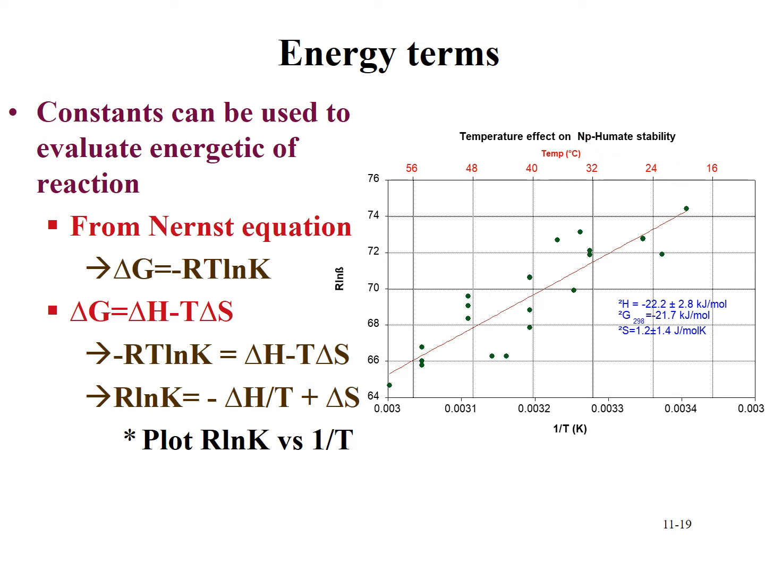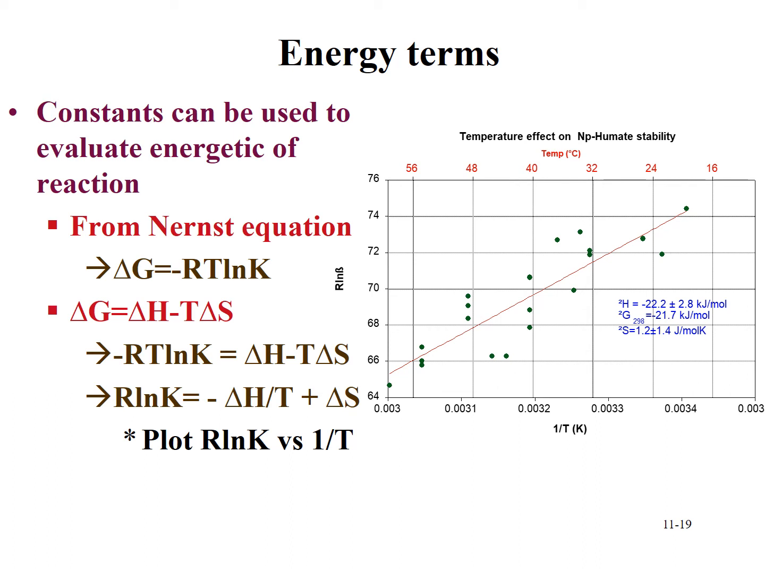We've measured the complexation constant, and what we're plotting is R natural log of the complexation constant against the inverse of the temperature. If I took these two equations and rearranged them, I can get R log K is equal to minus delta H divided by T plus delta S. This allows me to solve the slope. The intercept will give me delta H and delta S values.